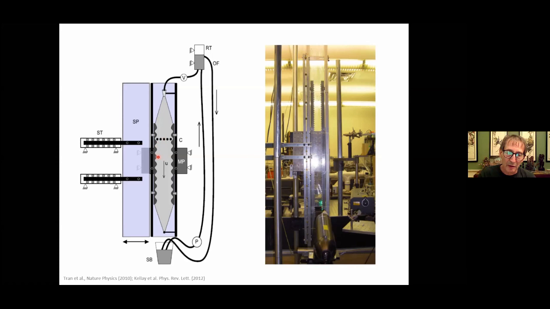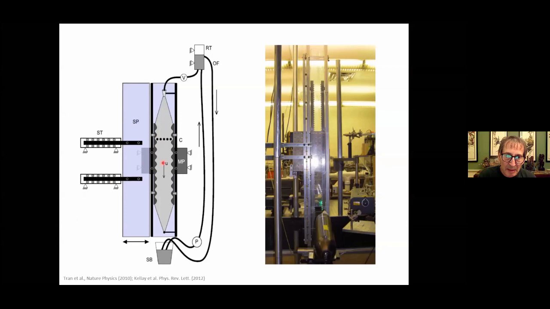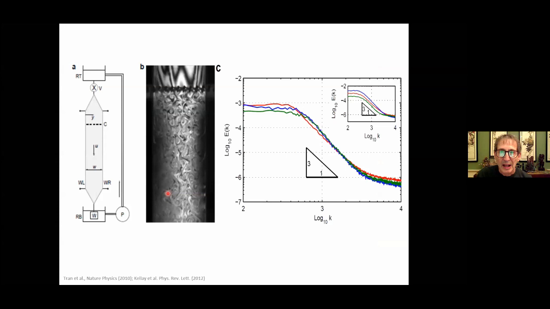And then what you do is fire a laser beam at the light. You put little reflecting particles in the flow. And so you measure the speed of those particles as they fall from their Doppler shift. And from that you can reconstruct the velocity field inside this thin film. Okay, so you can do that experiment.